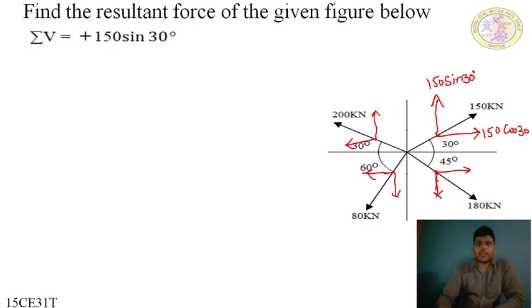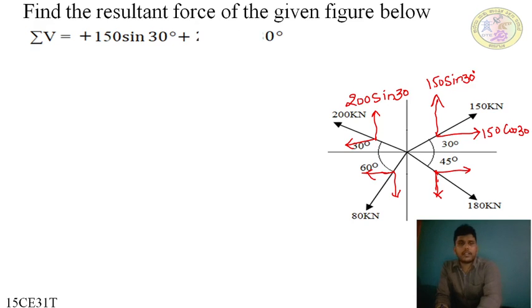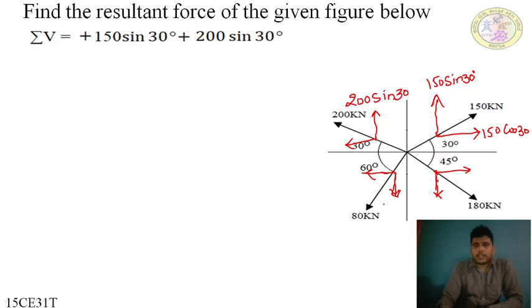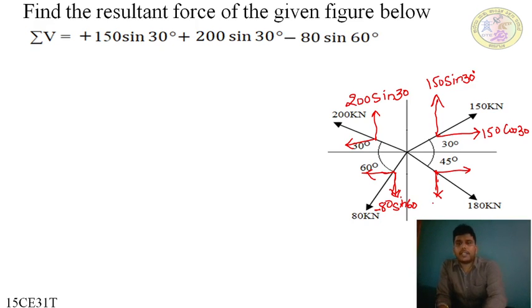Next is the 200 kilonewton force, vertical component 200 sin 30. Next, the vertical component is 80 sin 60, but it is moving in the downward direction, so it is negative: minus 80 sin 60. Then in the fourth quadrant, the vertical component is again negative, as the arrow is in the downward direction.